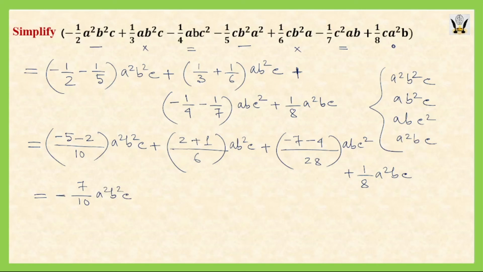Now if we simplify further, it will be minus 7 by 10 a square b square c. Then it will be 3 by 6, that means 1 by 2, so plus 1 by 2 ab square c. Then we have minus 11 divided by 28 abc square, plus 1 by 8 a square bc. So this is the simplified or final answer of this algebraic expression.